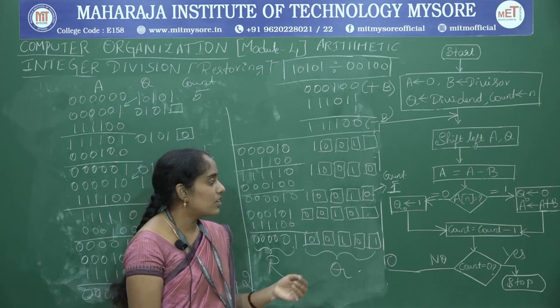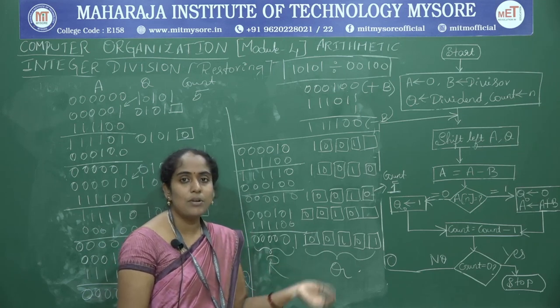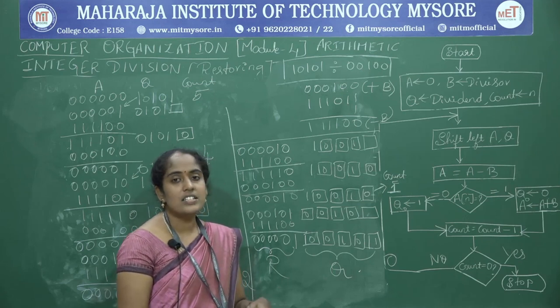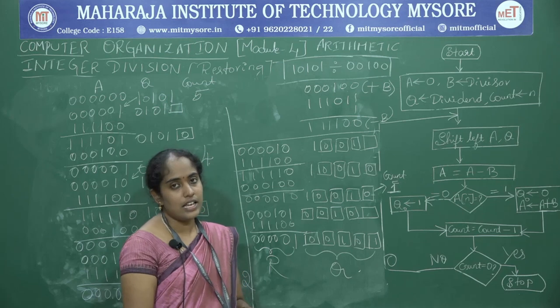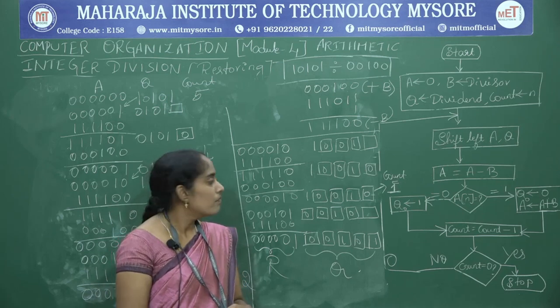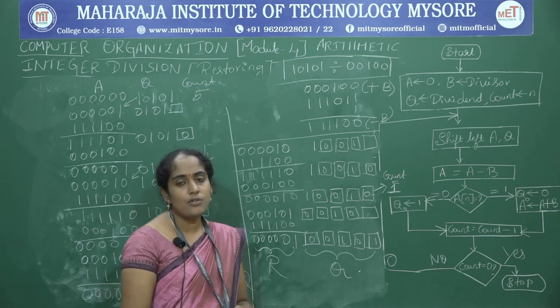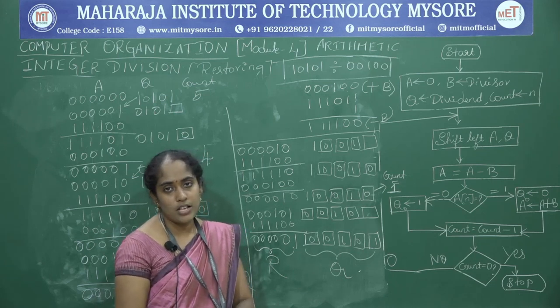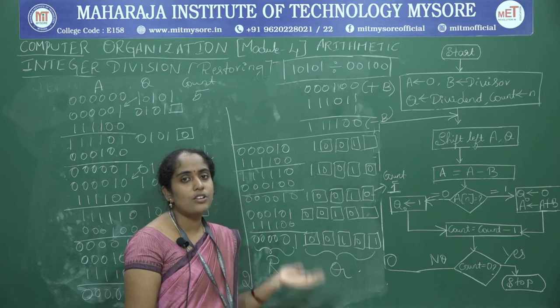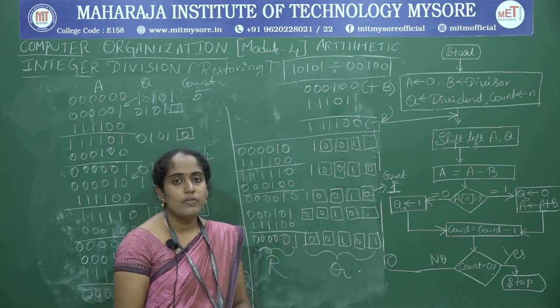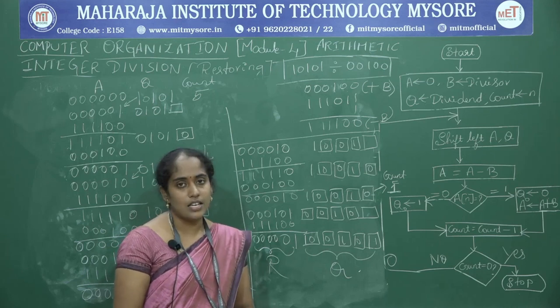So if the sign bit of A is 0, in that case set the Q0 value to 1 and decrement the count value. Once the count value reaches 0, then stop the process. Otherwise, go back to step 3 and repeat the same procedure till the count value reaches 0.